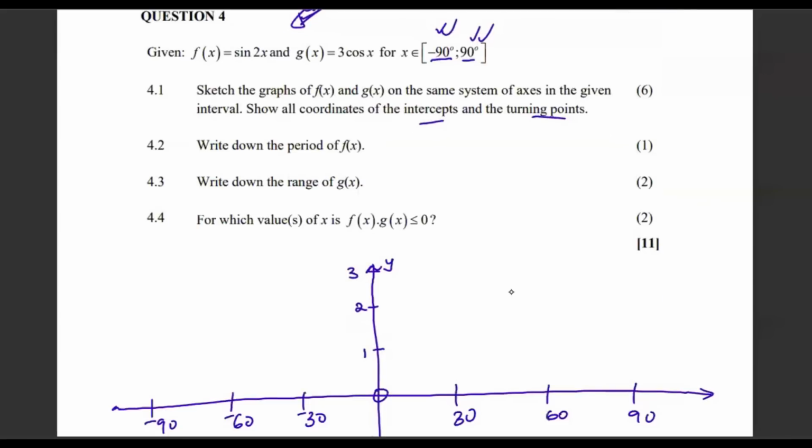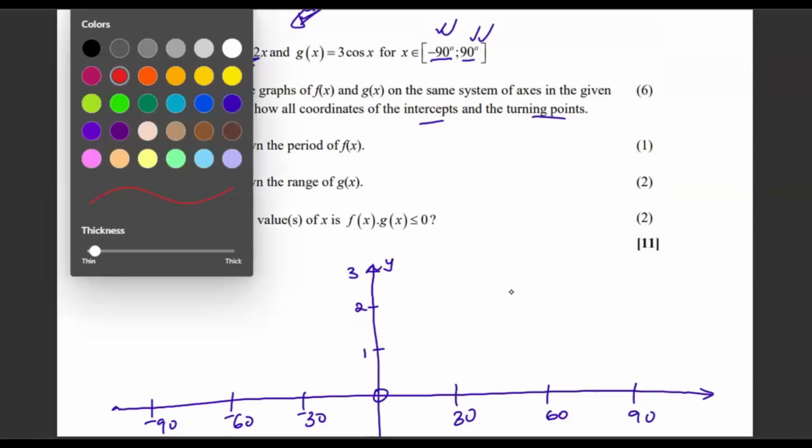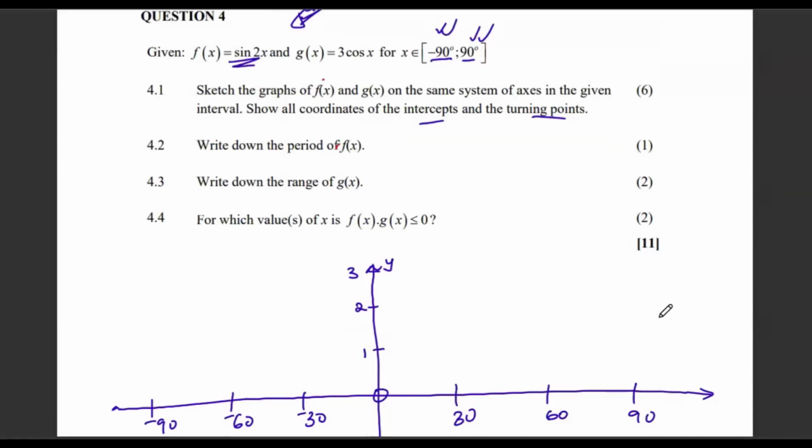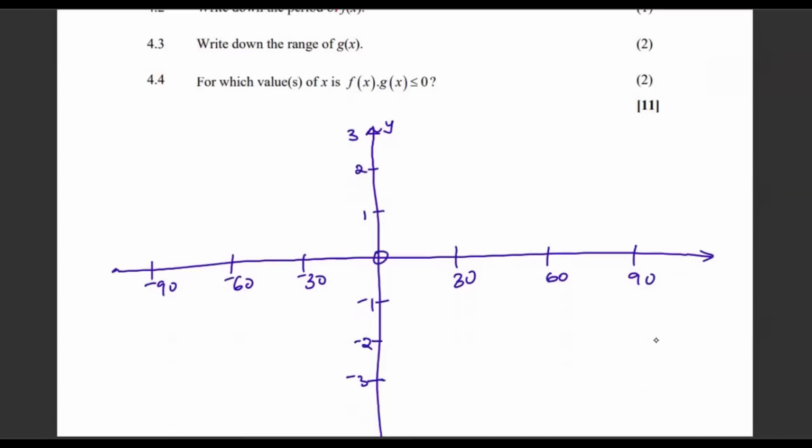So let me plot one graph at a time. Let me plot F. Let me change the color to this. So with F, if it's negative 90, then it's a 0. If it's negative 60, it's about -0.8, which is somewhere there. I'll estimate that. Then if it's negative 30, it's also just the same point. And then if it's 0, it's going to be a 0. If it's a 30, it's a 0.8. And 90 must be a 0.